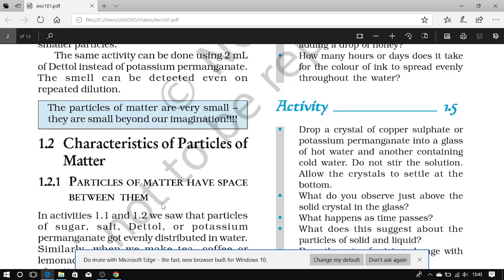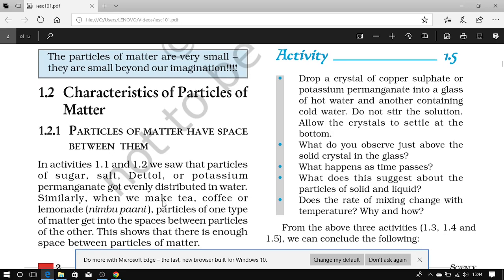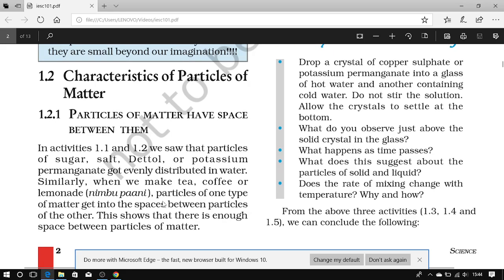Activity 1.5. Drop a crystal of copper sulfate or potassium permanganate into a glass of hot water and another containing cold water. Do not stir the solution. Allow the crystal to settle at the bottom. What do you observe? Just above the solid crystal in the glass, what happens as time passes? What does this suggest about the particles of solid and liquid? Does the rate of mixing change with the temperature? Why and how? Because with the rise in temperature, the gap becomes loose and the particles behave as a liquid, and in the solid phase particles do not move around.